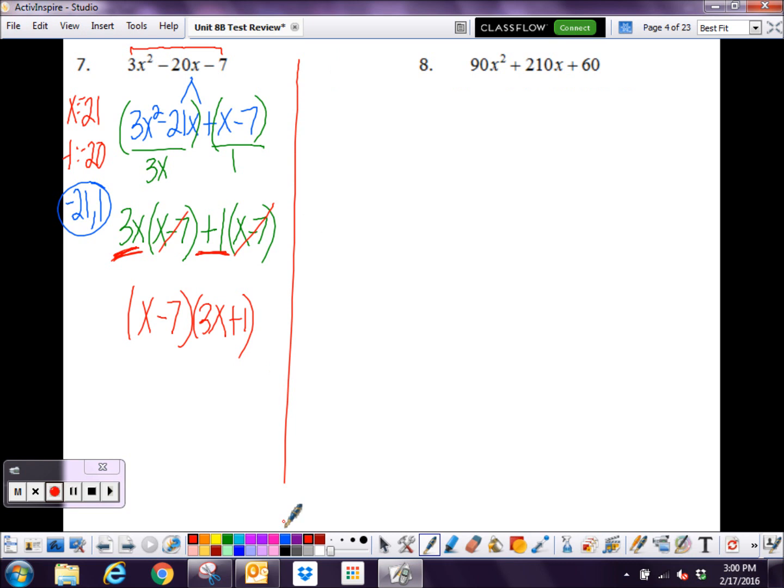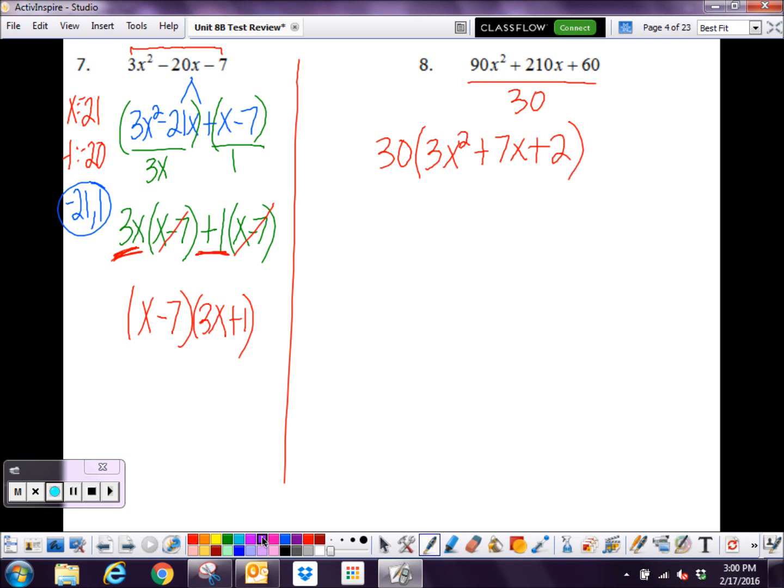All right, number 8. First, we need to see if there is a greatest common factor. Okay, well, just kind of looking at this, I can tell that 3 goes into everything, but they also all have a 0 at the end, so I bet 30 goes into everything. So I'm going to take a 30 out. That leaves me with 3x squared plus 7x plus 2.